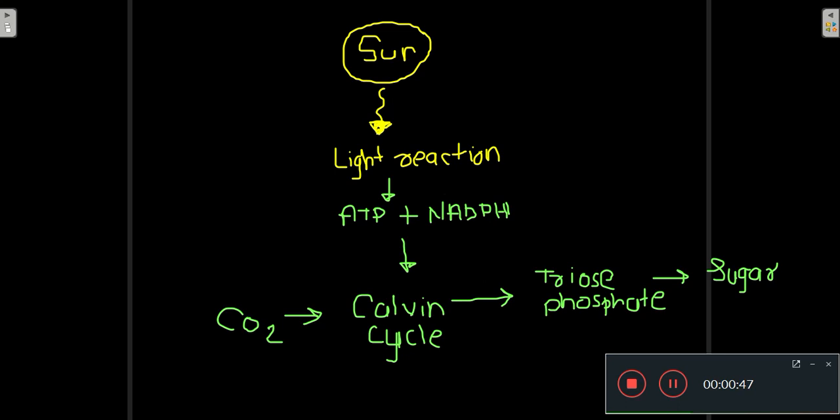So this is how photosynthesis looks. Through the sun we get light energy into the light reaction, and the light reaction produces ATP plus NADPH. Now in the Calvin cycle, this chemical energy and carbon dioxide enter, and the Calvin cycle, by utilizing these two things, produces triose phosphate, which eventually gives you sugar. So this is the overall photosynthesis reaction, you can say.